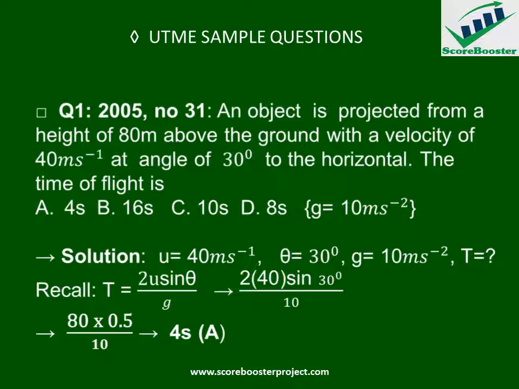Now, in solving this, we have to recall that the time of flight capital T is equal to 2u sine theta over g. When we substitute, that will be 2 times u, which is 40, sine theta, which is 30 degrees, divided by g, which is 10. So 2 times 40 is 80, times sine 30, which is 0.5, divided by 10. So 80 times 0.5 will give us 40. 40 divided by 10 will give us 4 seconds, making option A the correct answer for this question.